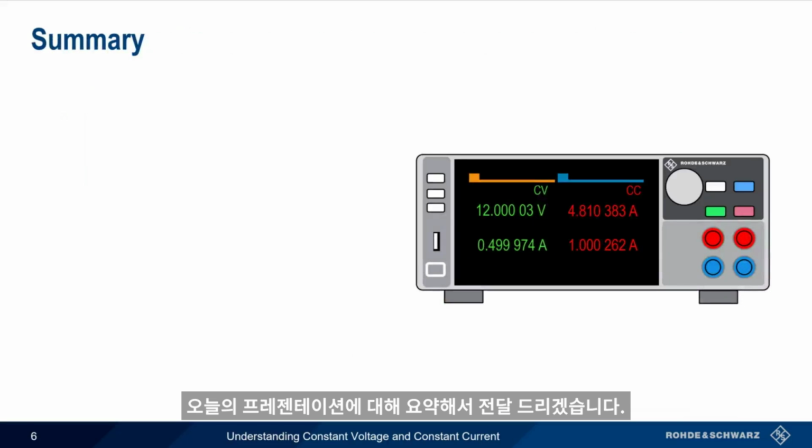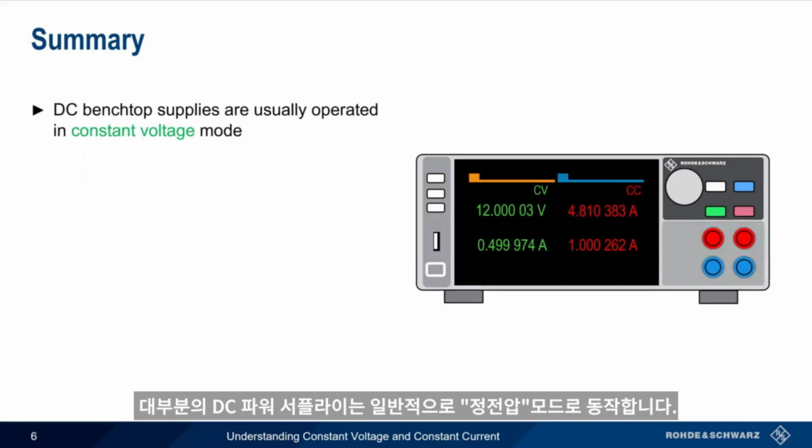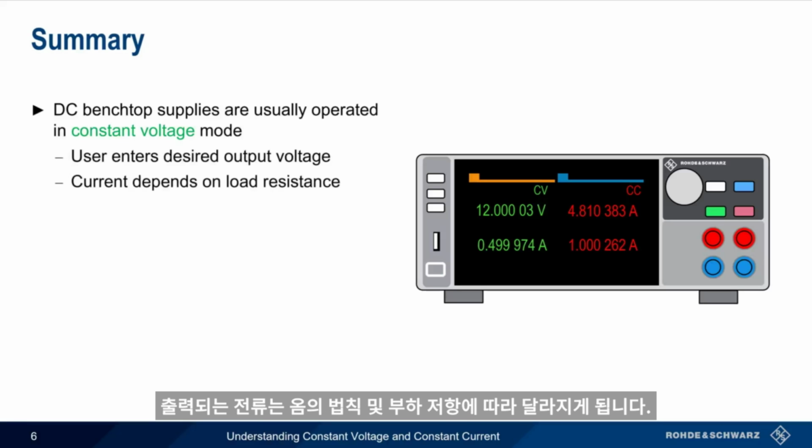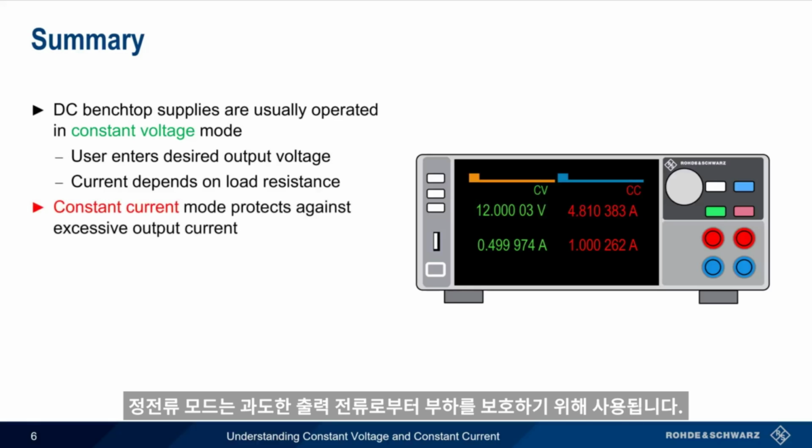Let's end with a brief summary. Most DC benchtop power supplies are normally operated in constant voltage mode. The user enters the desired output voltage, and the output current depends on the load resistance, as per Ohm's law. Constant current mode is used to protect the load from excessive output current.